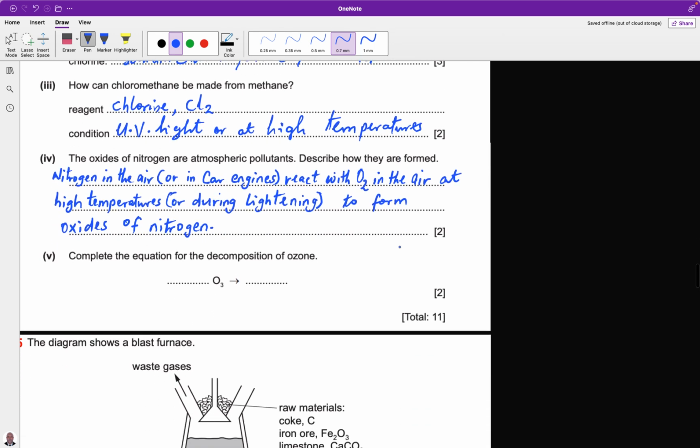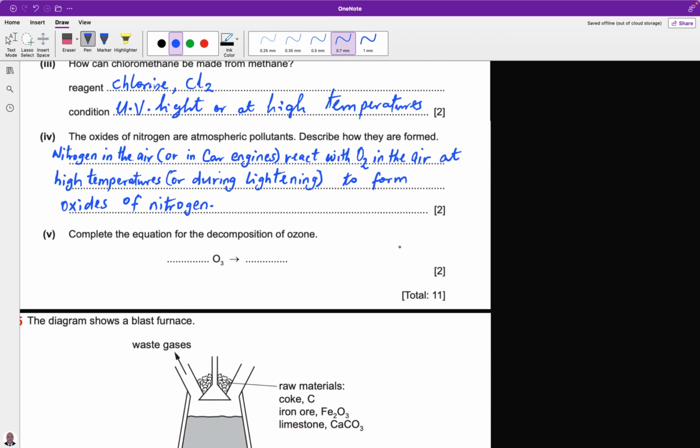The oxides of nitrogen are atmospheric pollutants. Describe how oxides of nitrogen in the atmosphere are formed.